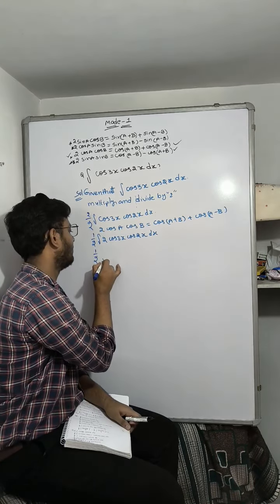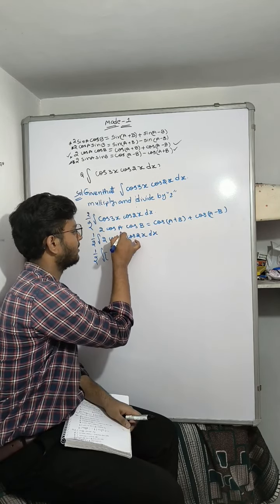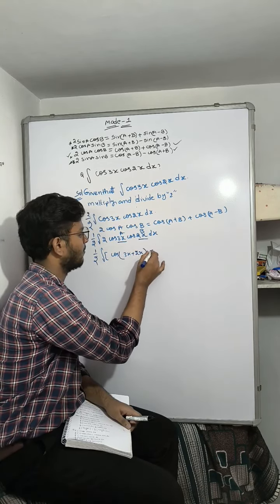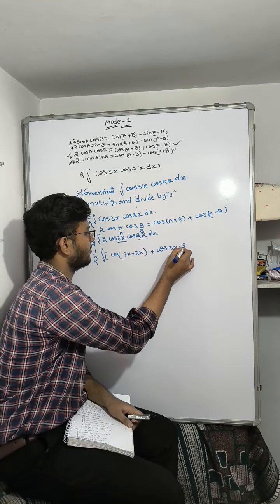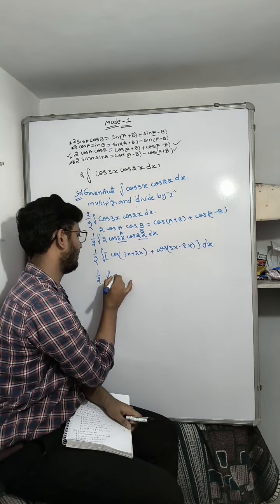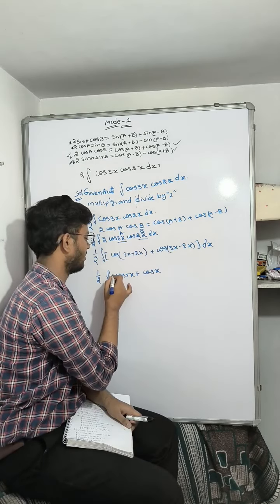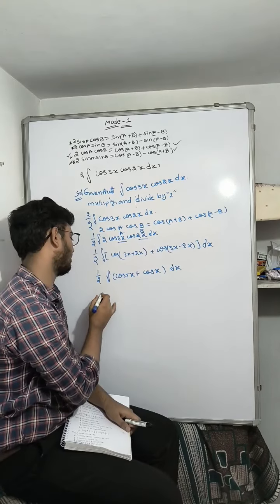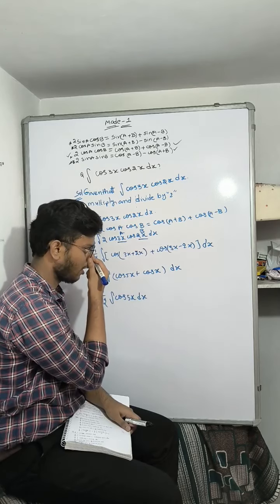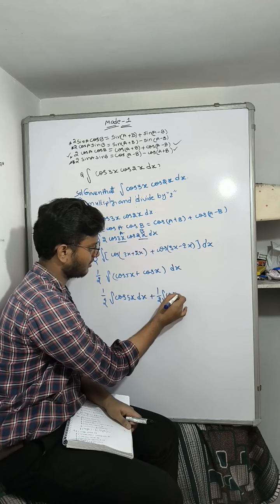Okay, 1 by 2 integral cos, A is 3x and B is 2x, so cos of 3x plus 2x plus cos of 3x minus 2x dx. Then 1 by 2 integral cos 5x plus cos x dx. Now we have to write separately: 1 by 2 integral cos 5x dx plus 1 by 2 integral cos x dx.